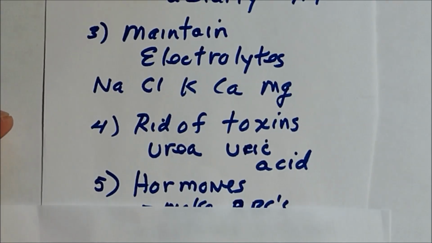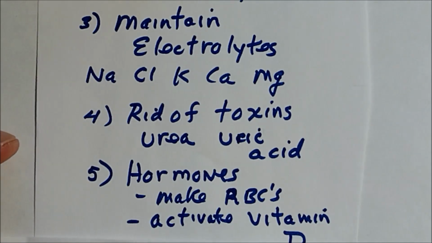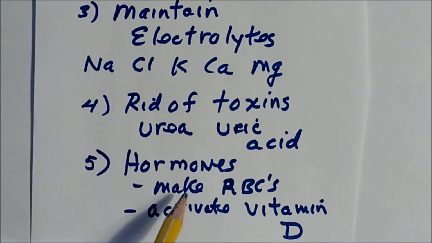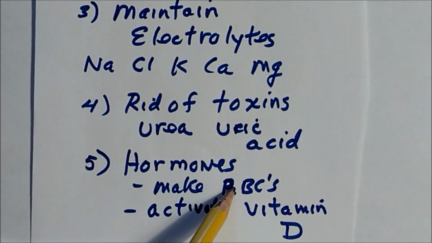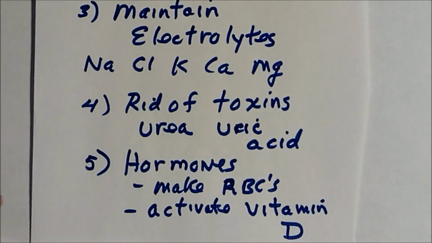We'll also see that hormones are produced by the kidneys, which promote the production of red blood cells, which is very important, and also which converts vitamin D to an active state so it can be used by the body. So as you can see, the kidneys do a lot.